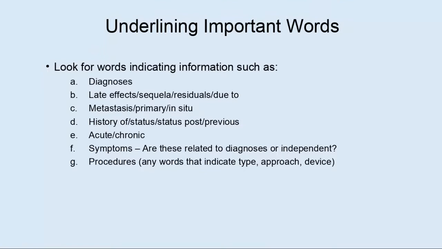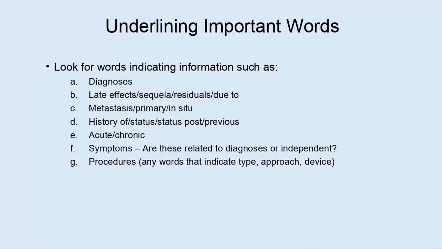The first step, very important, is underlining important words. Operative reports typically include a lot of information that will not affect the code or which codes are chosen. By underlining the important words, you pull out the information you need, and you won't have to read the report over and over again to make sure that everything is covered.